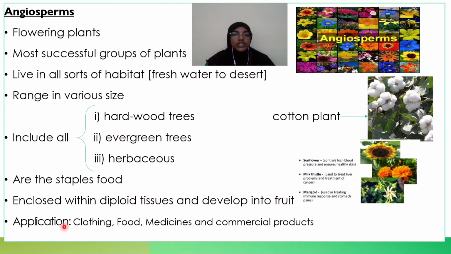And then the applications: clothing, food, medicines, and commercial products. Clothing such as cotton cloth made from cotton plants, and then medicines such as sunflower, which we use in our cooking, right? For our cooking oil, sunflower oil can control high blood pressure.